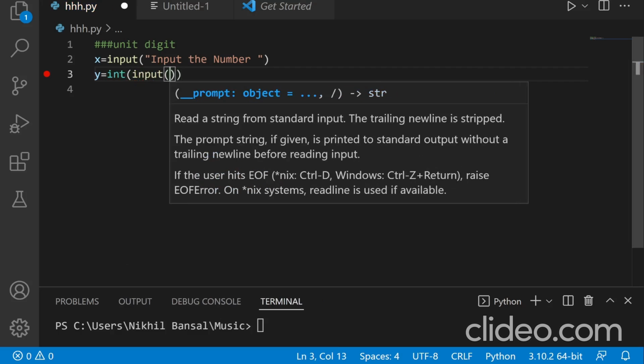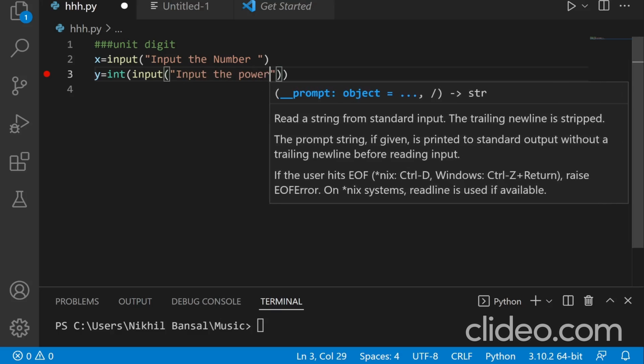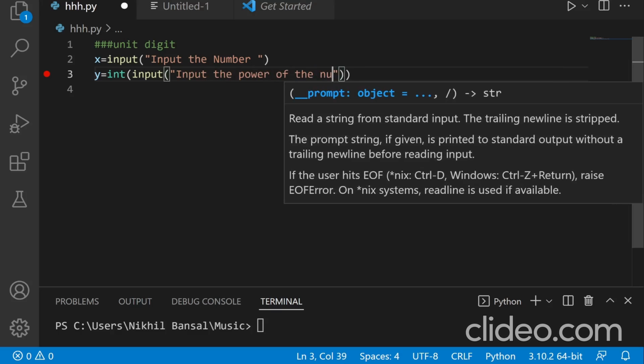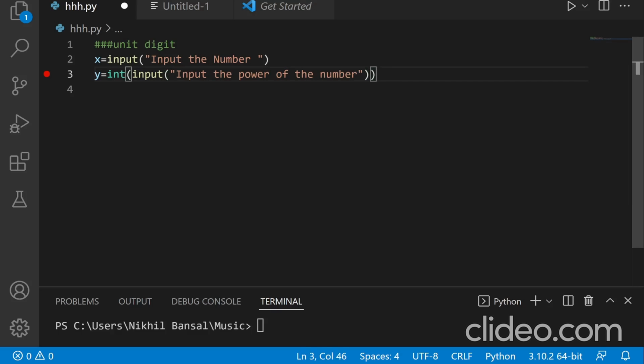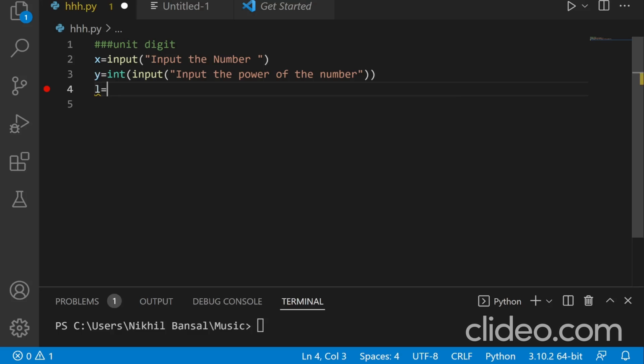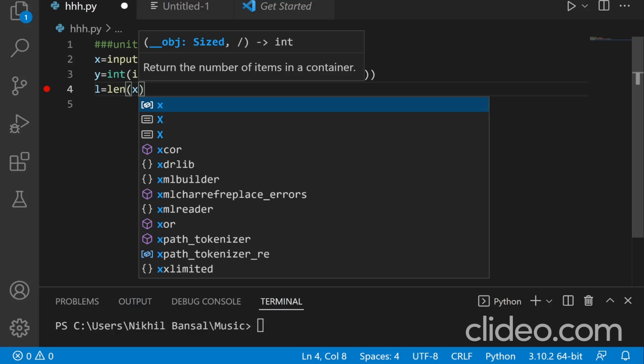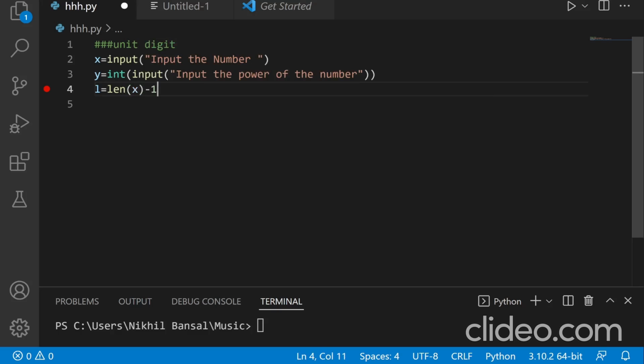Input the power of the number. Correct, guys? Now what next? Next I need to take the length of x, which I have picked up as a string. So it will be the length of x, but I will also subtract 1. Why am I subtracting 1? Because I will have to capture the last digit, if you remember. Right? So this is something I'm writing down for clarity's sake.